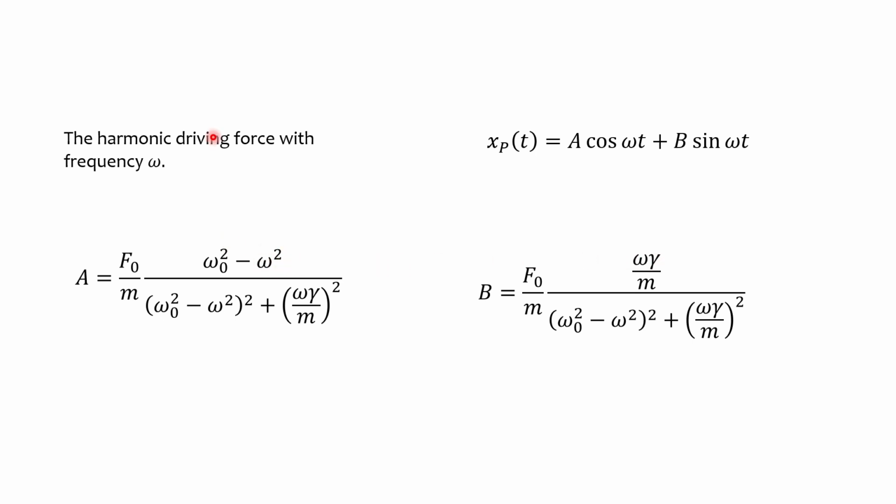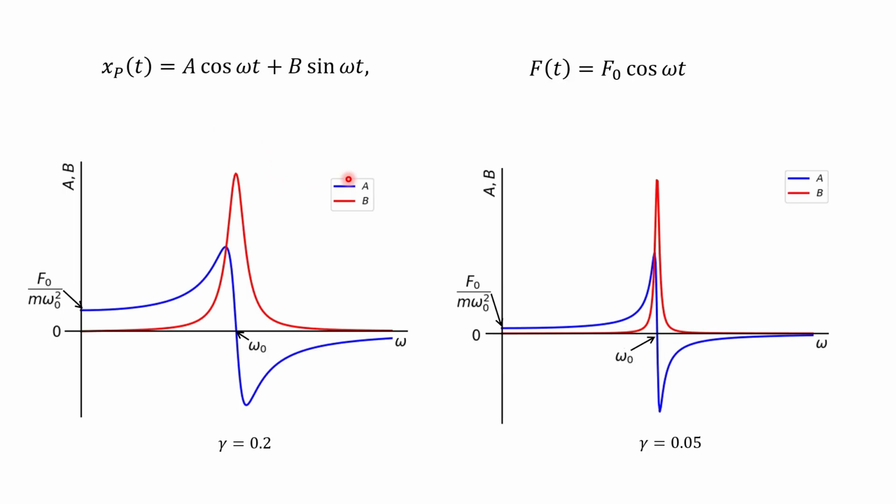Now let's take a look at how the steady-state solution behaves for different values of driving frequency. Here are the plots of the coefficients a and b as a function of driving frequency. The red line represents the coefficient b and the blue line represents the coefficient a.